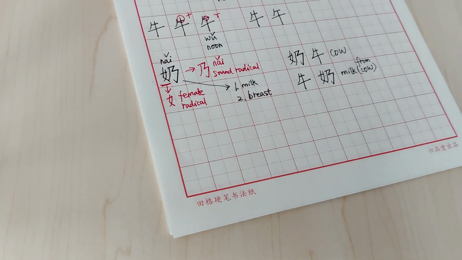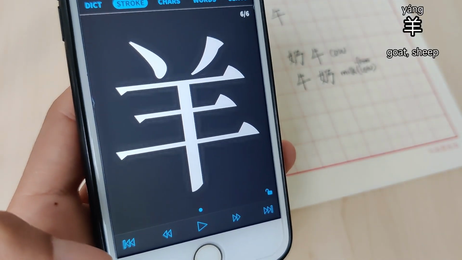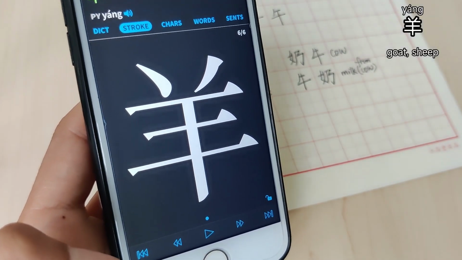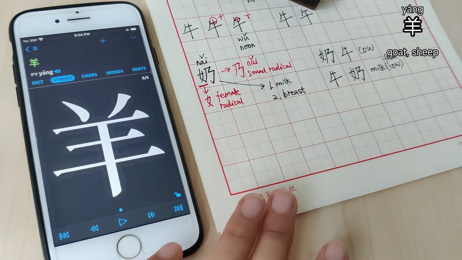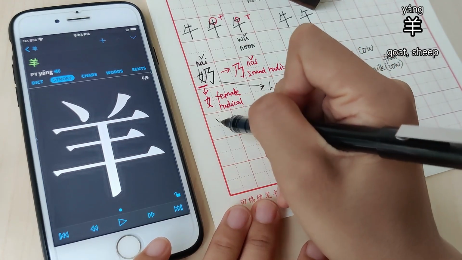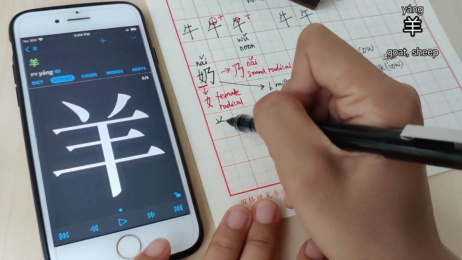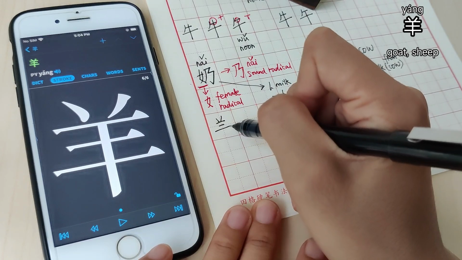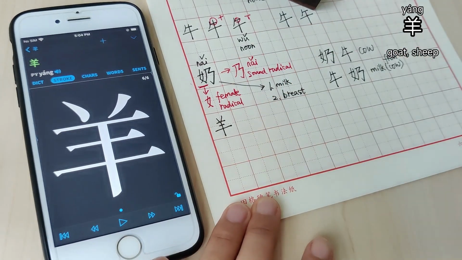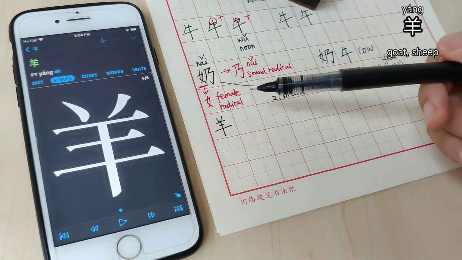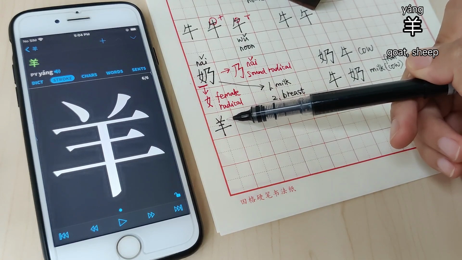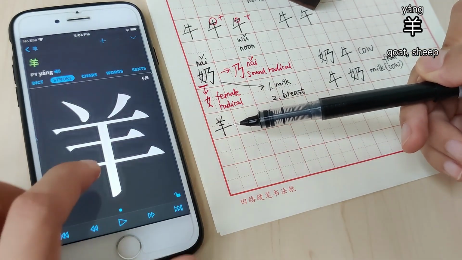Move on to the next word. 羊, goat or sheep. So from the top to the bottom. 1, 2, 3, 4, 5, 6. Very good. There's one thing that you need to pay attention to, which is the 3 strokes, 1, 2, 3 here.